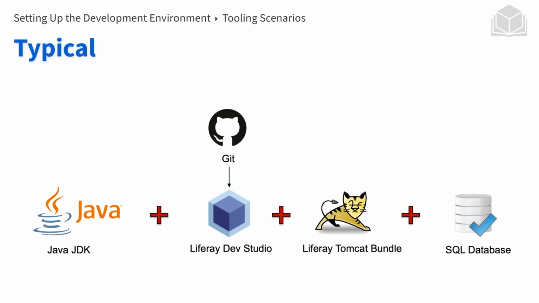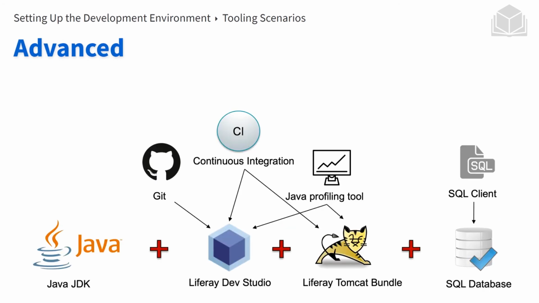Let's go a little bit more typical here. You still have your JDK. You'll use an IDE like Developer Studio or IntelliJ with the plugins, integrated with Git or some sort of version control, with your Tomcat bundle and your database. This is typical of what most developers are going to have, at least as the bare minimum. So the typical is more along the lines of what you're going to see every day.